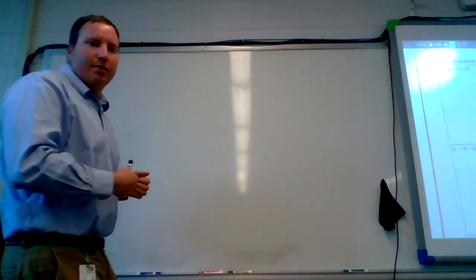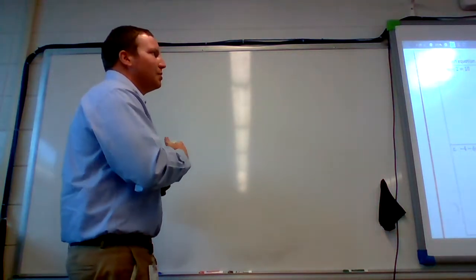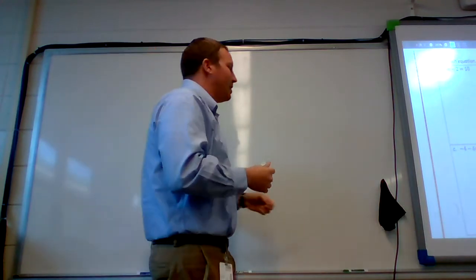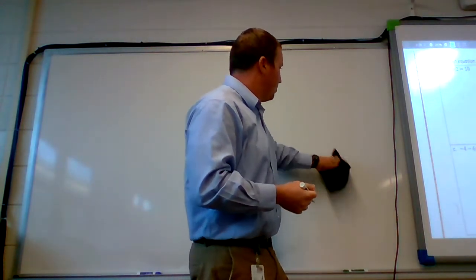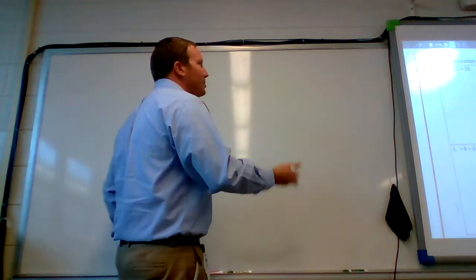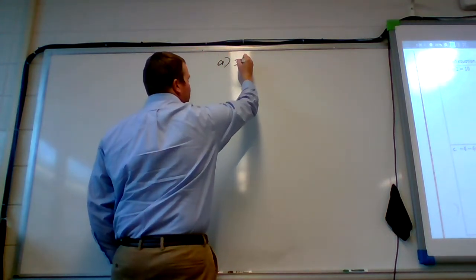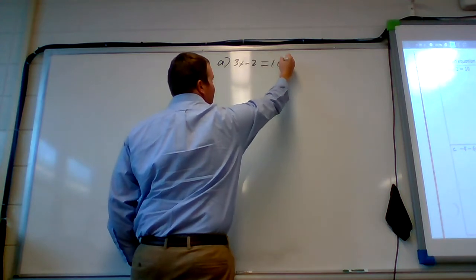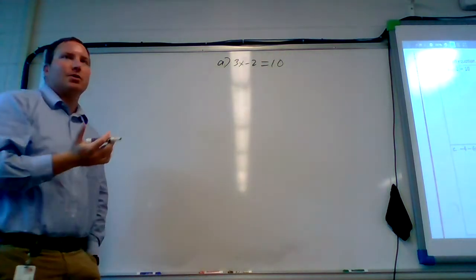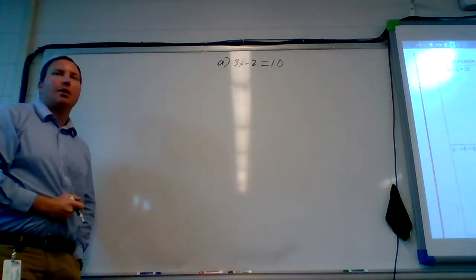So let's look at some of these. Again, this page is just the notes, so you don't have to do all this work unless you want that extra practice, so that we can practice these equations together. So let's look at A. We have 3x minus 2 is equal to 10. What would be the first step to solve that?